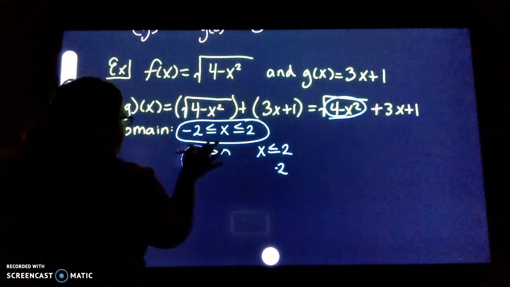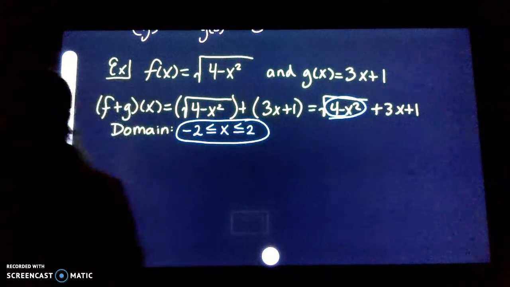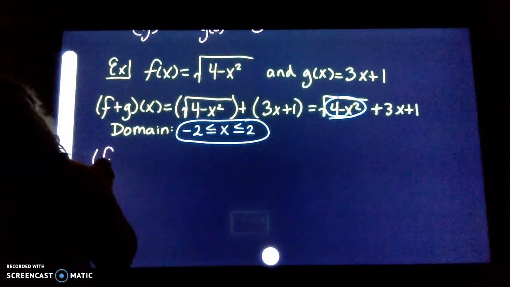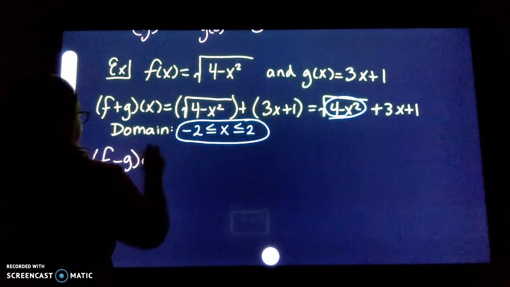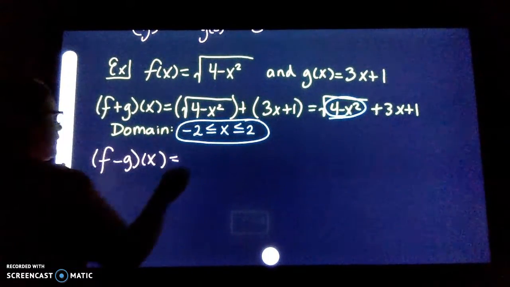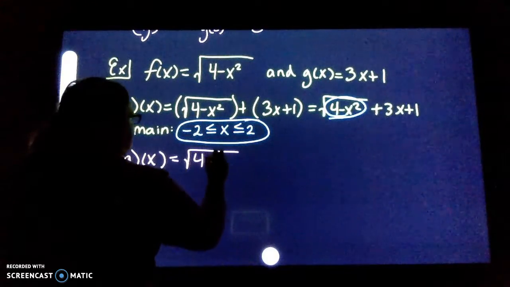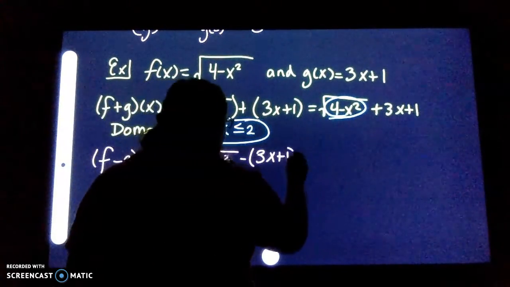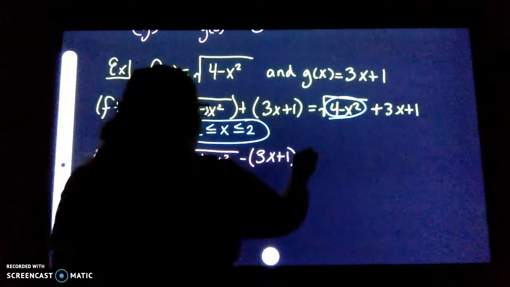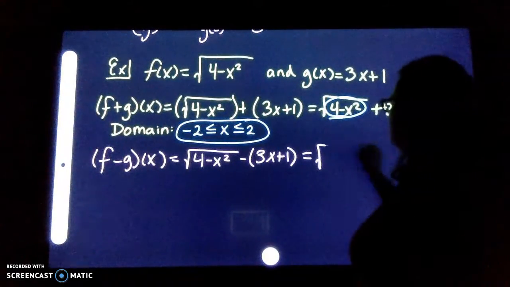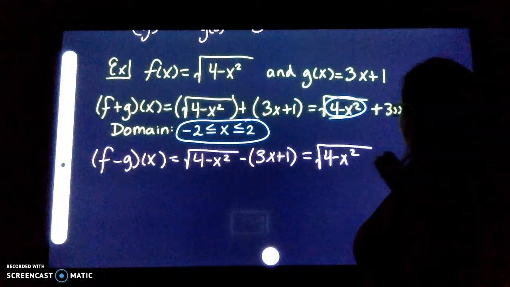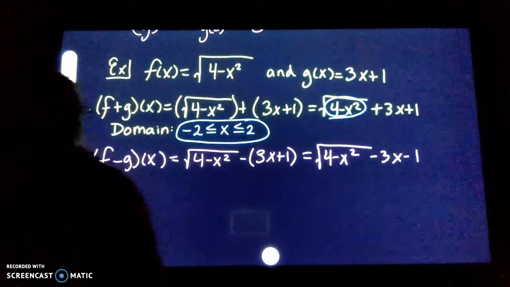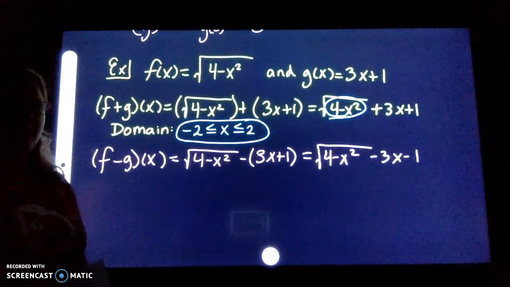Okay, so now we're going to do another operation, and we're going to do f minus g on this one. Same as before, I take my f function with x plugged into it, minus my g function with x in it. Simplify it out by just distributing that negative. And I get the square root of 4 minus x squared minus 3x minus 1.